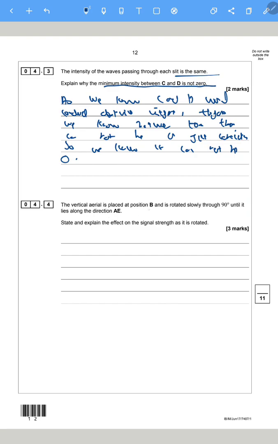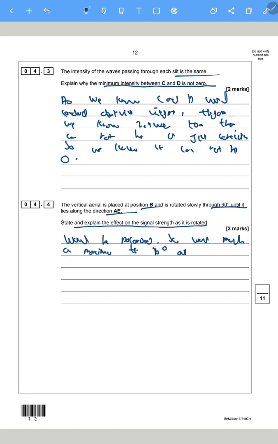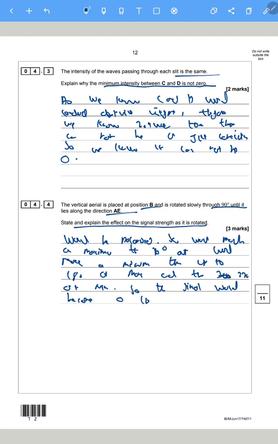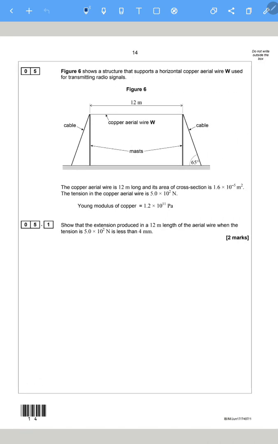Vertical aerial position at B is rotated slowly through 90 degrees until it lies along AB. Then explain the effect on the signal while it rotates. It would be polarized, so it would reach a maximum, then 90 degrees out would reach a minimum, then up to 180 at max, and then 270 at min. So the signal would become 0, then get better, then worse.